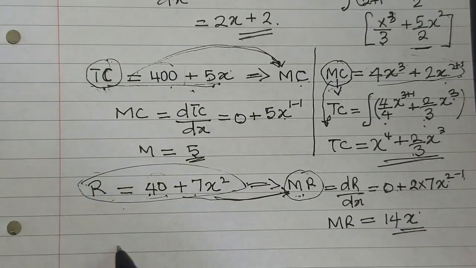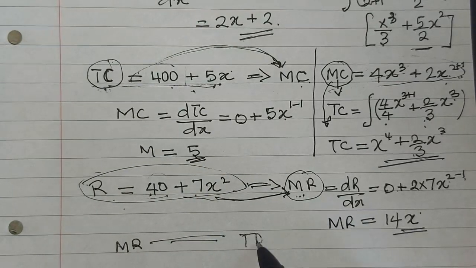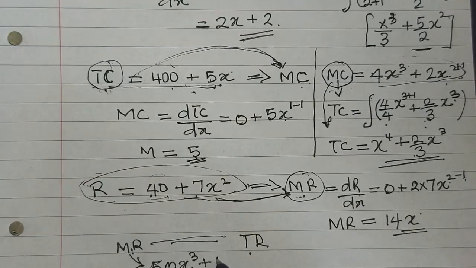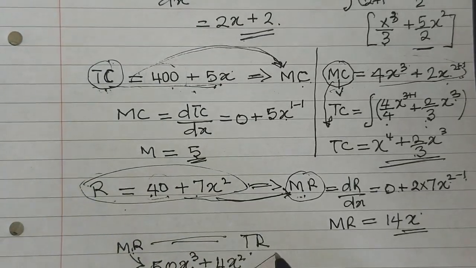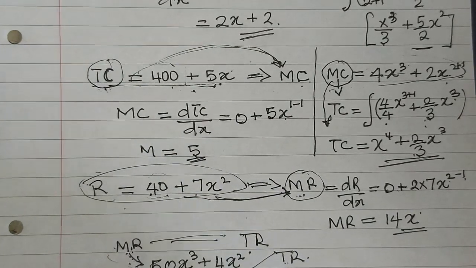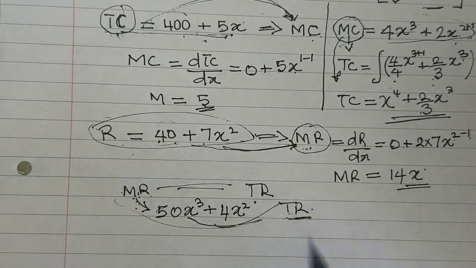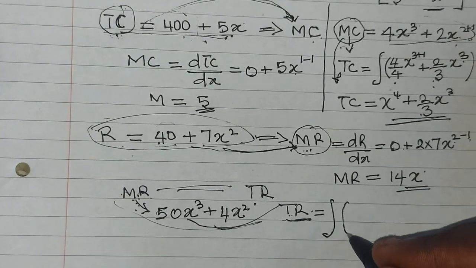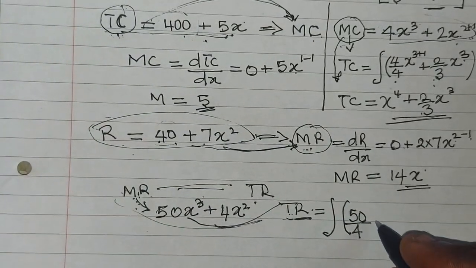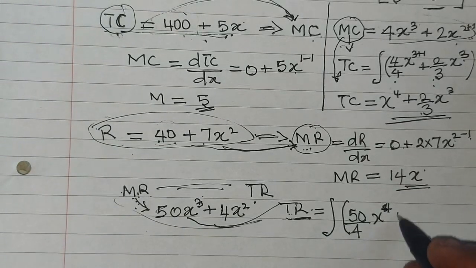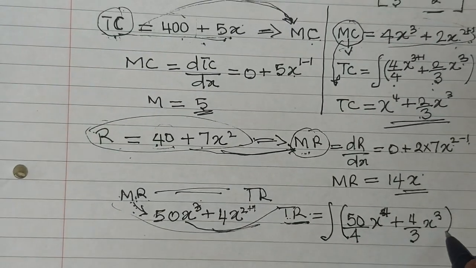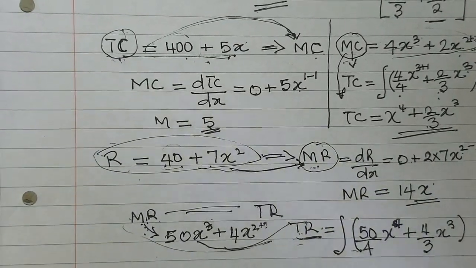And if you are given the marginal revenue, say 50x raised to power 3 plus 4x raised to power 2, for example, and we want to find the total revenue, how do you apply the calculus? You integrate the marginal revenue function to find the total revenue. So our total revenue will be the integral: 50 over 3 plus 1, that is 4, x raised to power 4, plus 4 over 3, x raised to power 3. So that is how to find the total revenue.